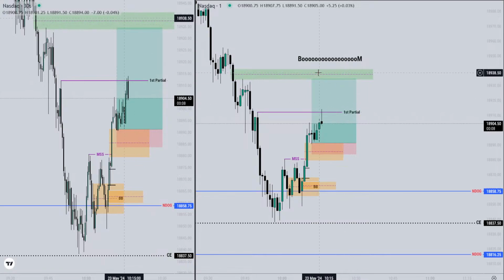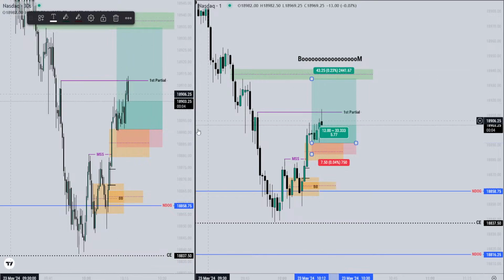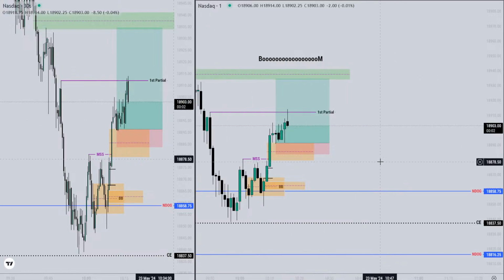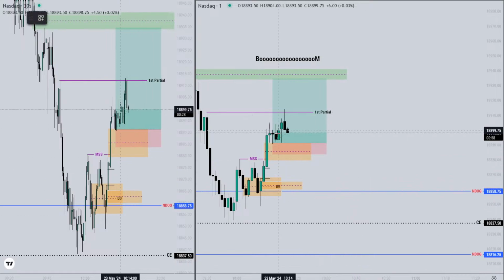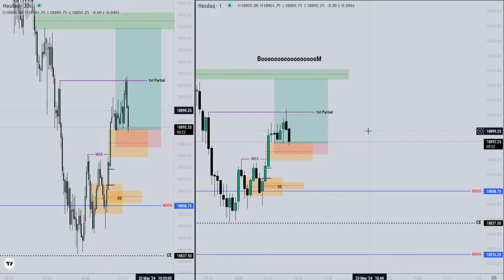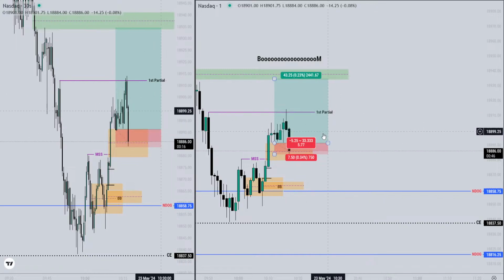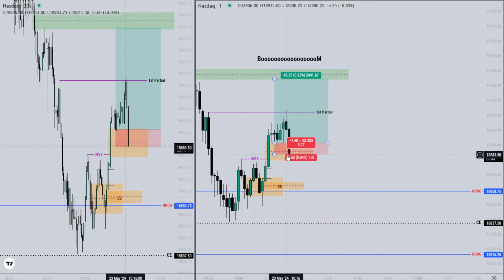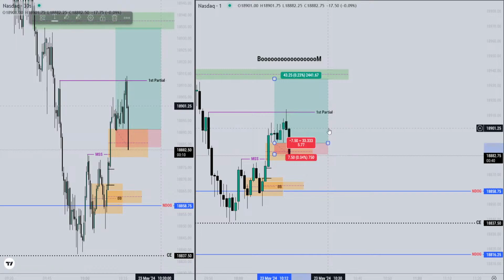Again, you just don't need that 43 handle. Trust me, brother. You just don't need that. If you have one handle, close your trade over there. If you have more than one handle, take a partial, get stopped out over there. No problem. Finish. You're done.